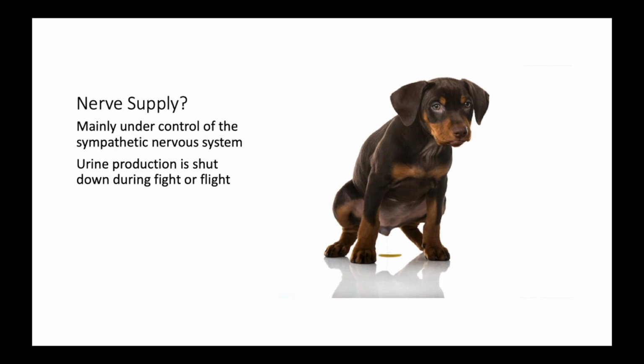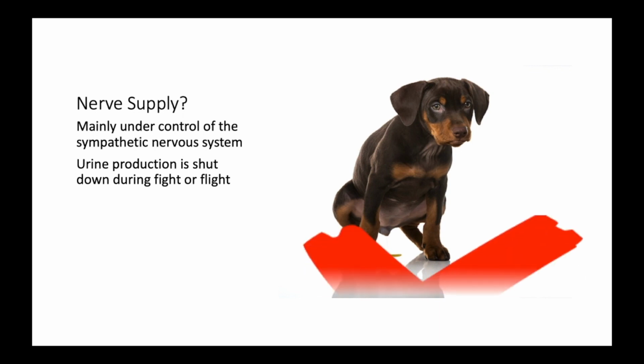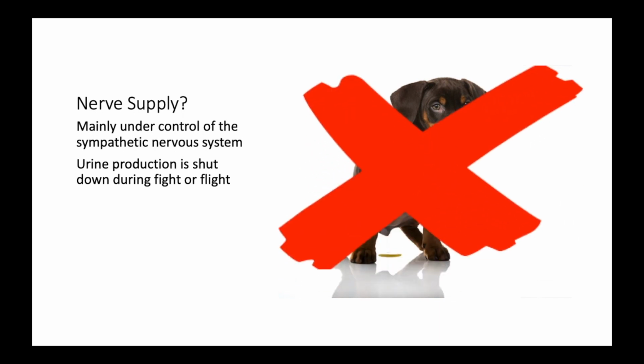So nerve supply to the urinary tract system overall, so to the kidneys to produce urine, and then on through the ureters and the bladder. Mainly it's under control of the sympathetic nervous system. So that's important to know because we know that that's stimulated with the fight or flight reflex. So during fight or flight, urine production is shut down.